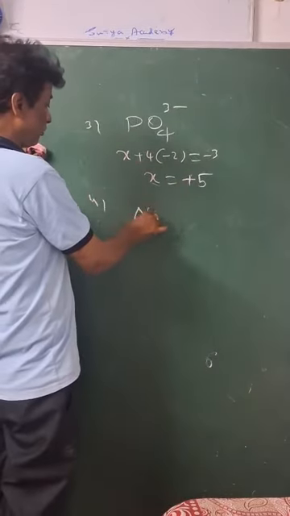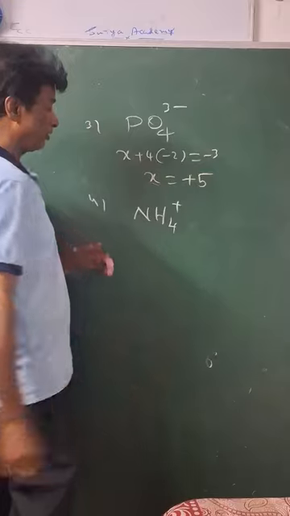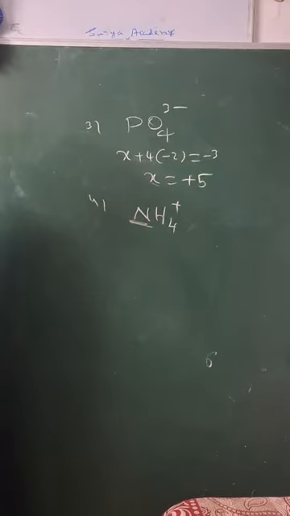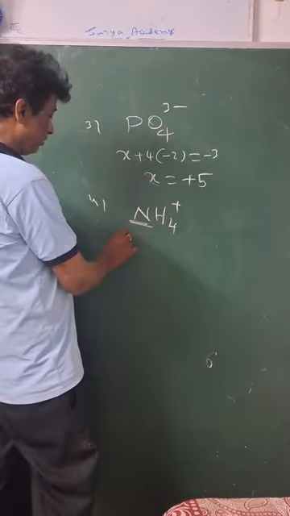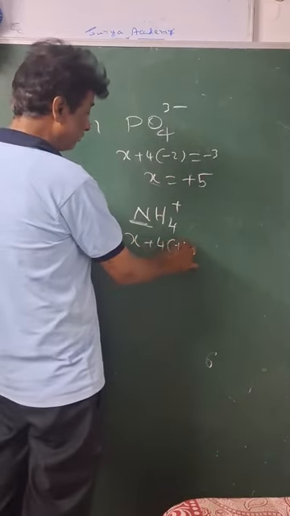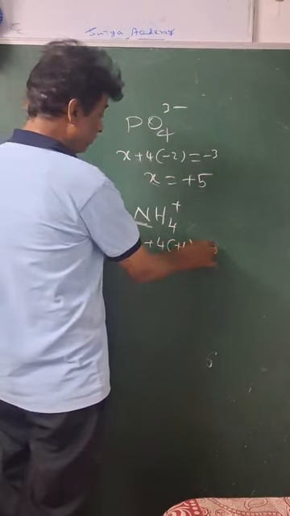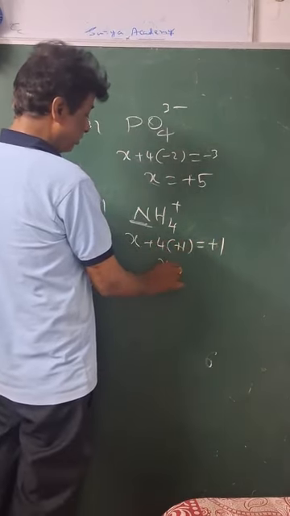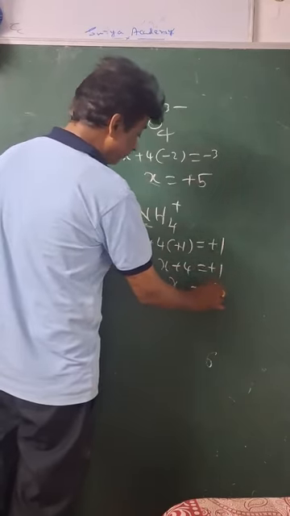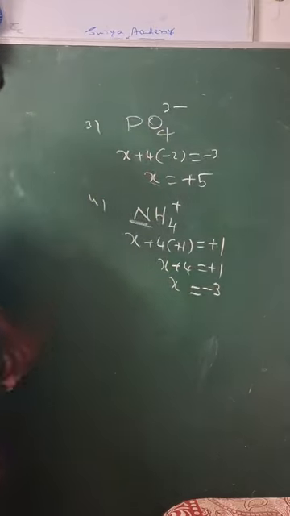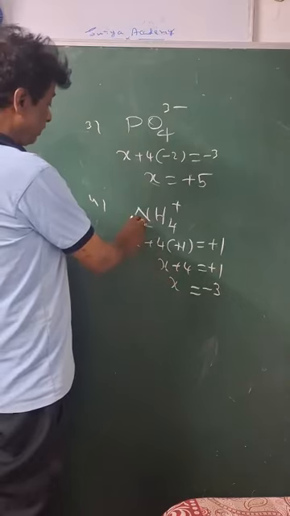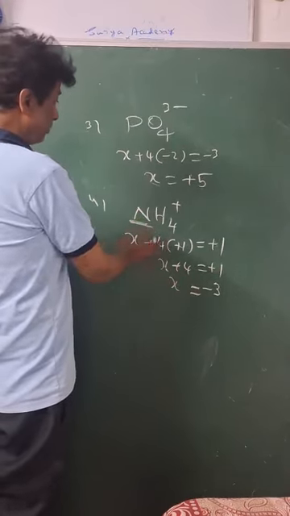Fourth one, NH4 plus, the ammonium ion. What is the oxidation number of nitrogen? Nitrogen X. Here 4 into hydrogen, plus 1. Hydrogen plus 1, total is plus 4. X plus 4 is plus 1. X is equal to minus 3. The oxidation state of nitrogen is minus 3 in the ammonium ion.